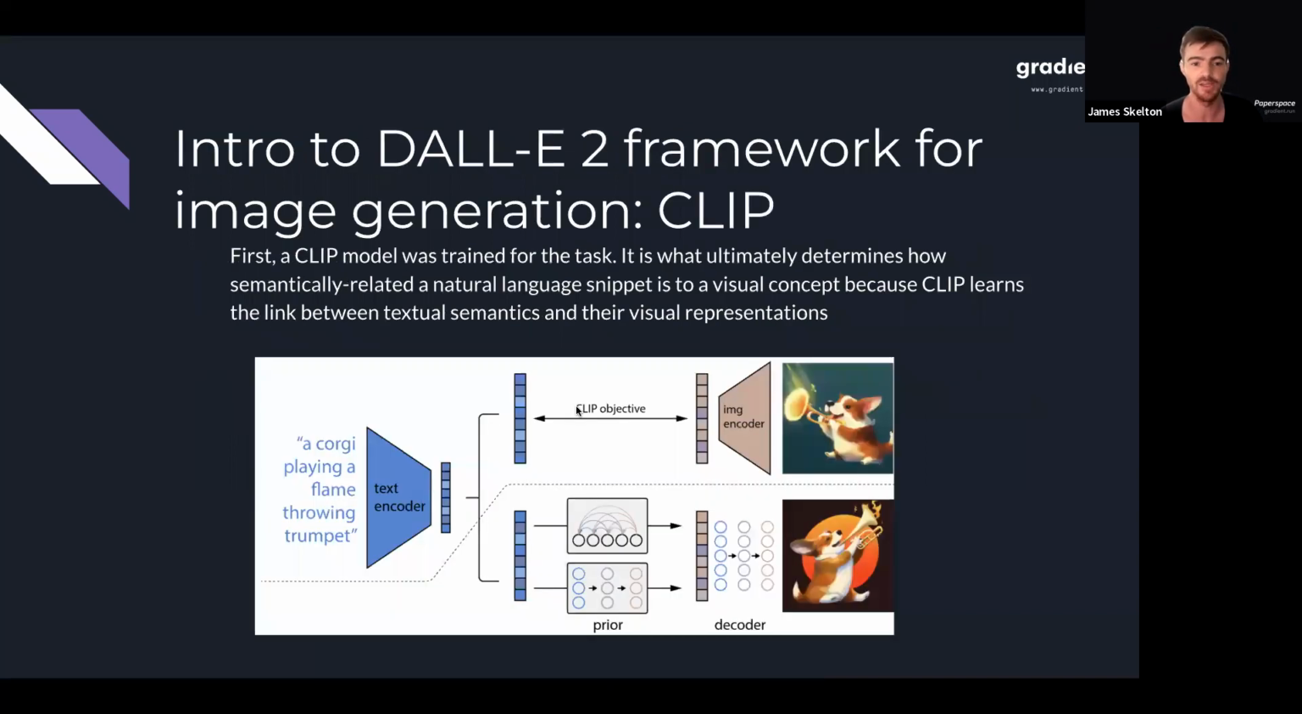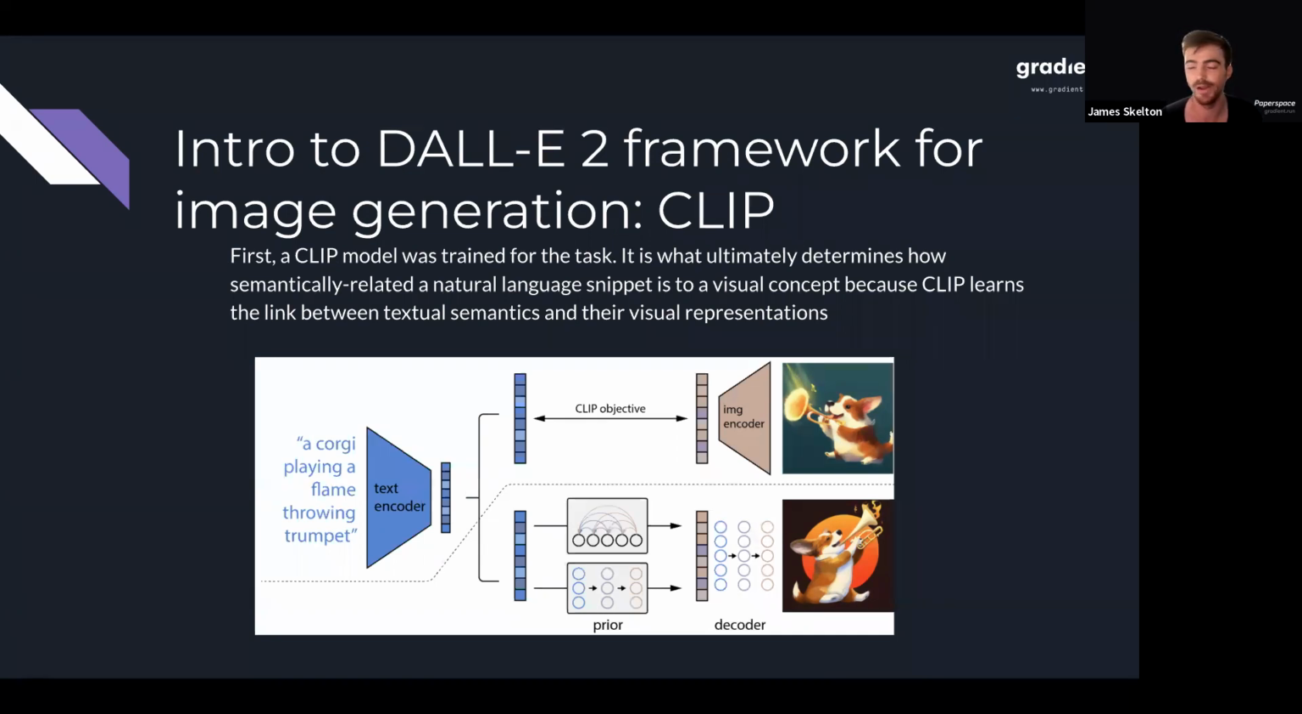And the way it's guided is using this model called CLIP from OpenAI. CLIP is really what ultimately determines how semantically related a natural language snippet input is to a visual concept, because CLIP is able to learn the link between textual semantics and their visual representations.